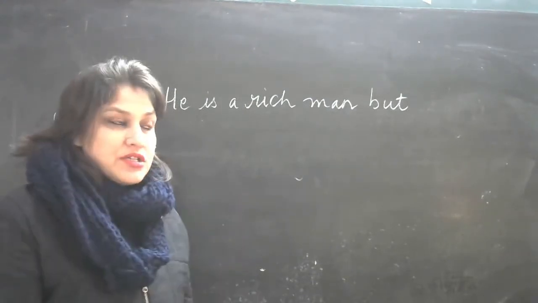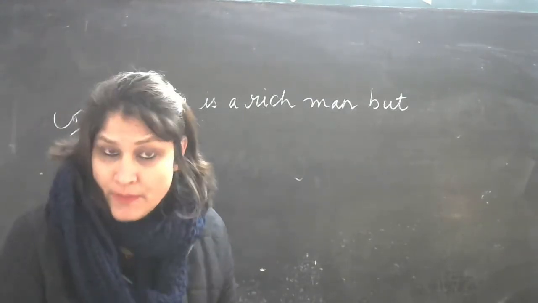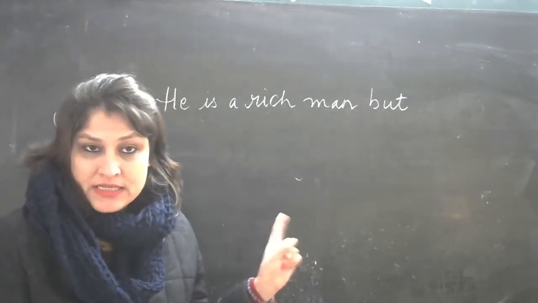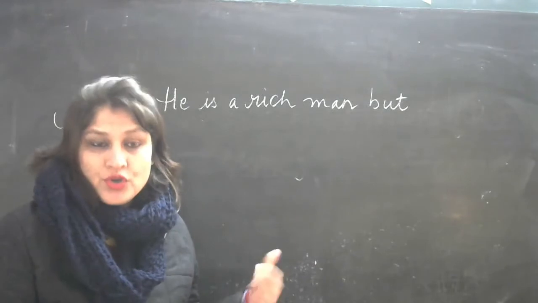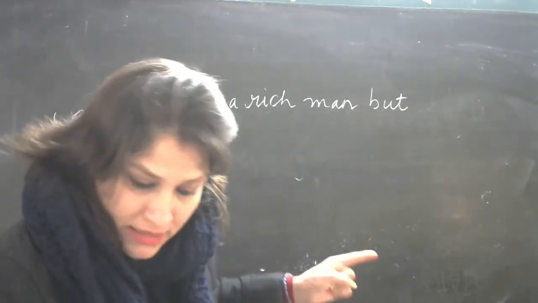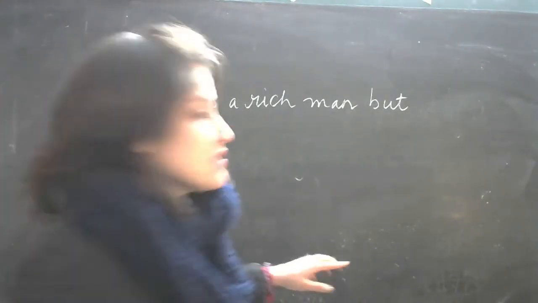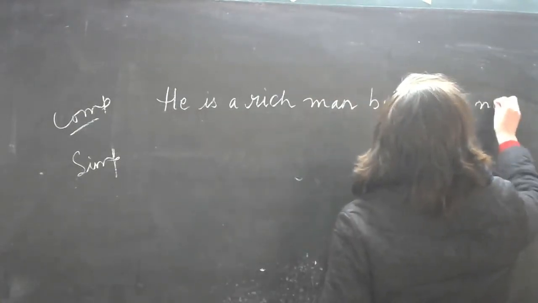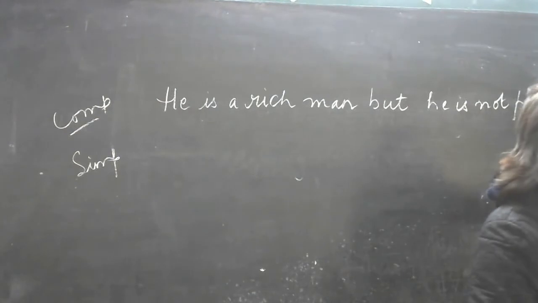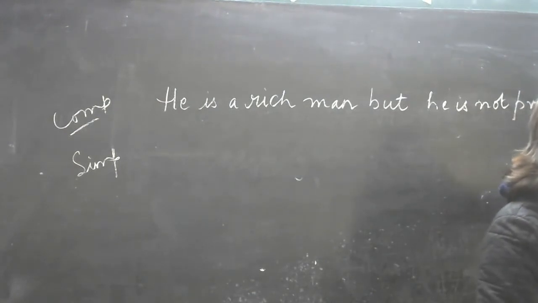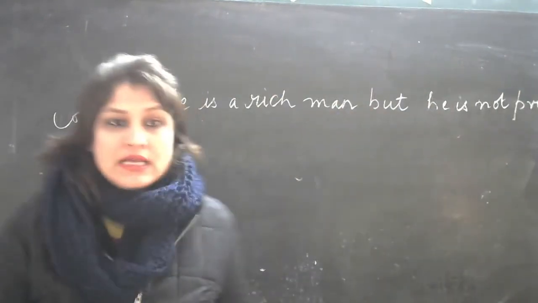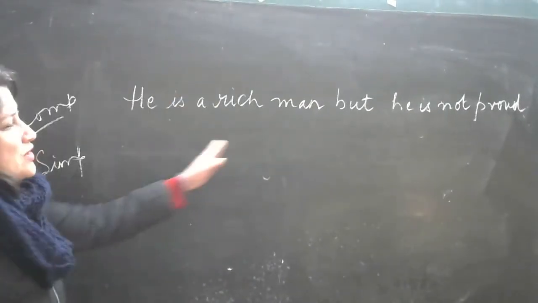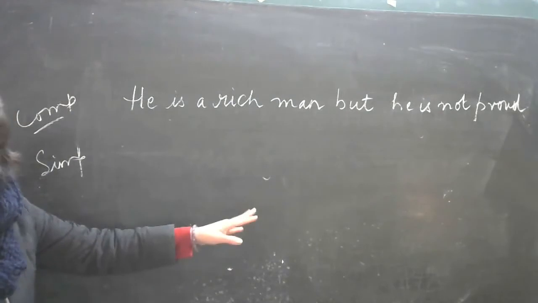Now, see, conjunction helps us to understand that these are compound sentences, right? So make sure that you keep an eye on the sentence so that you know whether it's a compound or a simple sentence. Now, see, it says he's a rich man, but he's not proud. But he is not proud. I'm sure you can see that. I'll just turn it a little bit. Fine. So he's a rich man, but he is not proud.